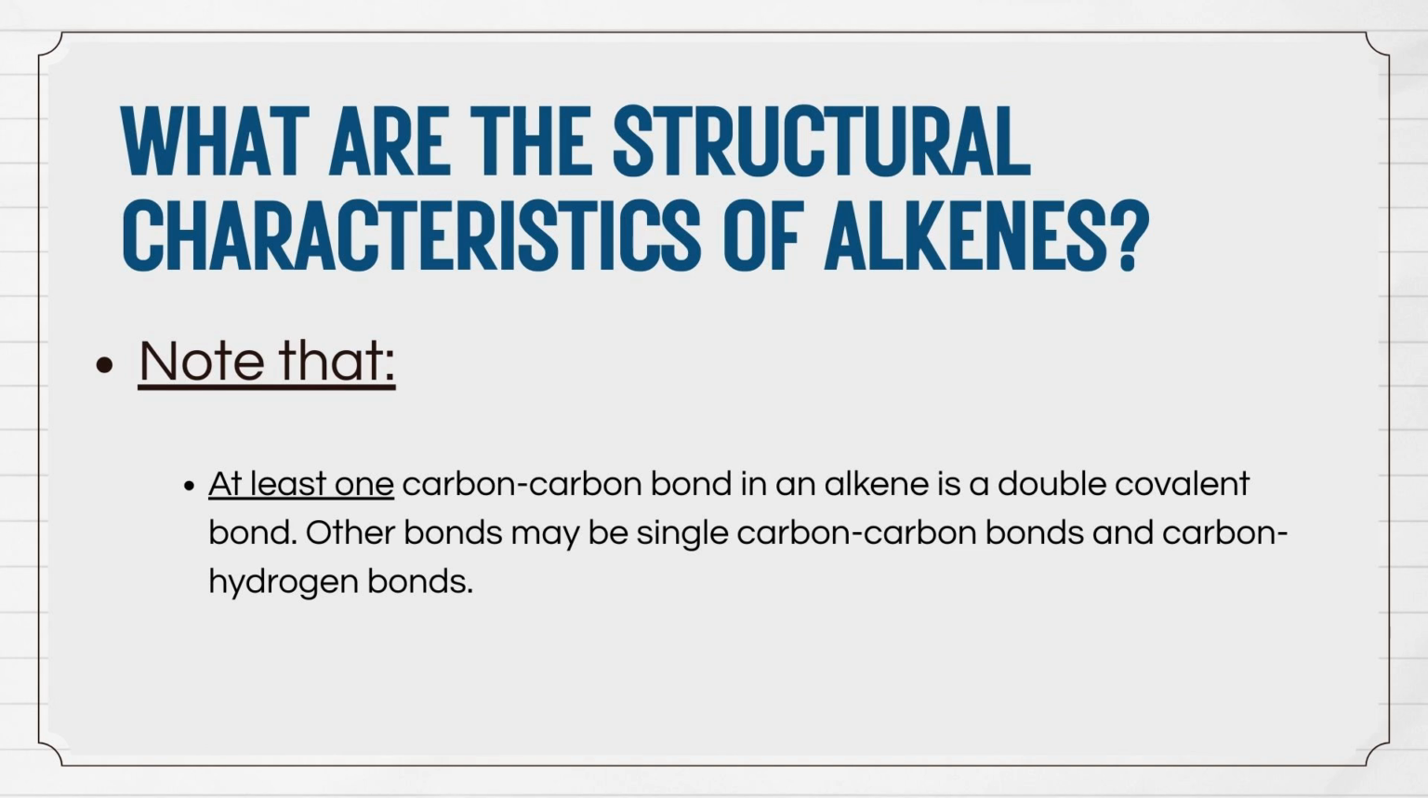In chemical formulas, a double bond is usually shown as two parallel lines between carbon atoms. It's important to note that while alkenes must have at least one double bond, the rest of the bonds in the molecule could still be single carbon-carbon bonds or carbon-hydrogen bonds.